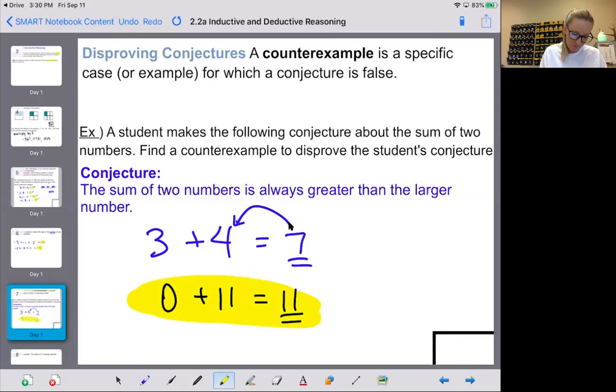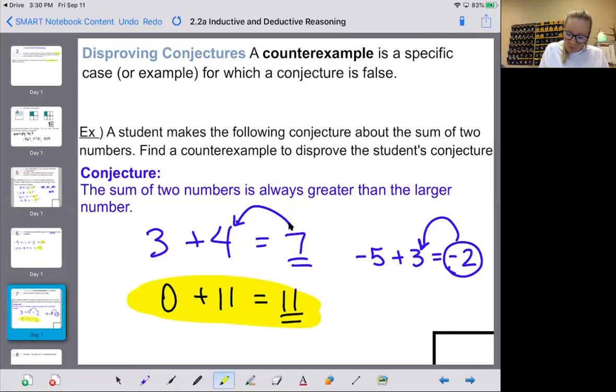Let's see if we can come up with something else. How about, ooh, let's try negative. How about -5 plus 3? Now, what does that equal? That equals -2. Is the sum greater than the larger number? Is -2 greater than 3? Nope. So there's another really good example, right? You see that the sum is actually smaller than the larger number.